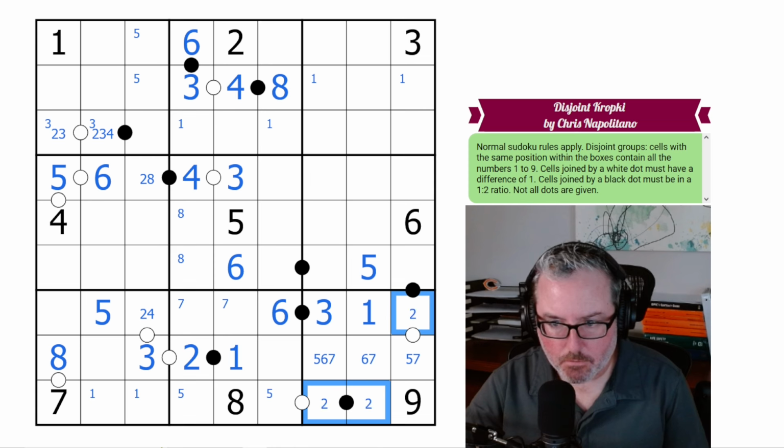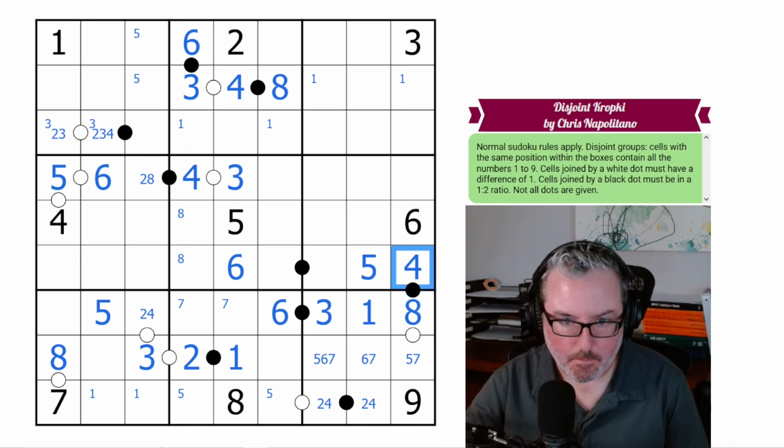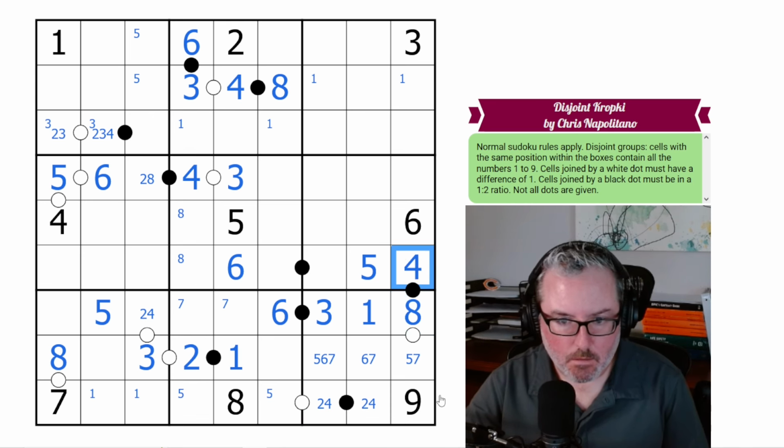So we have to have 2, 4, and 8, which means there has to be a 4 down here, because it's either 2, 4, or 4, 8, and we know there's no 8, so that's not 8. So this is a 2, 4 pair. So we get our 8 here. We're going to get our 4 here. And that is getting us something.